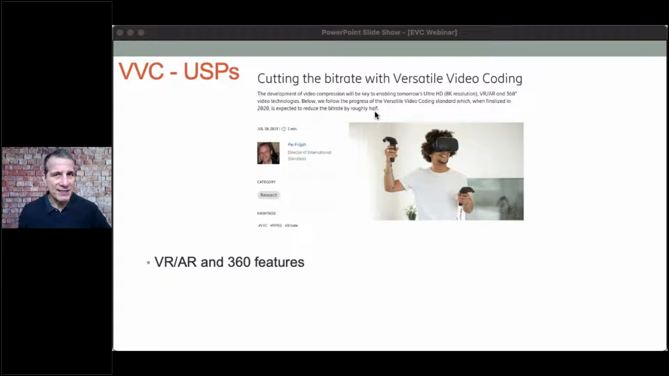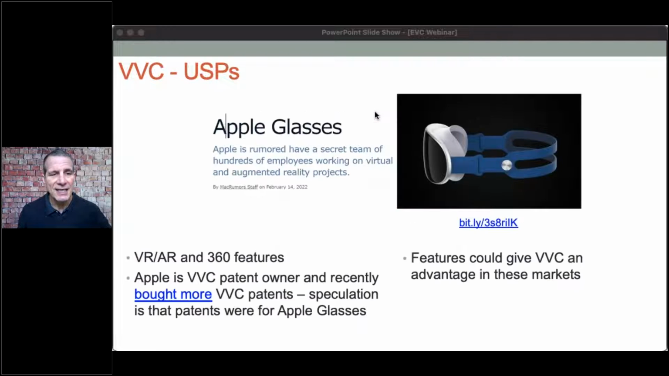VVC, the unique selling proposition is VR, AR and 360 features. And it's interesting that Apple is a VVC patent owner, and they recently bought up more patents. The patent attorney I spoke to about that thought that they may be buying those patents because they relate to AR, VR, and particularly their Apple Glasses application. If that market becomes real this time, we were talking about 3D 3 or 4 years ago, and it never seemed to come to fruition. The current direction seems a lot more reasonable. But if it does happen, you're going to need some pretty serious compression. The Apple Glasses have 12 video cameras and 12 players.